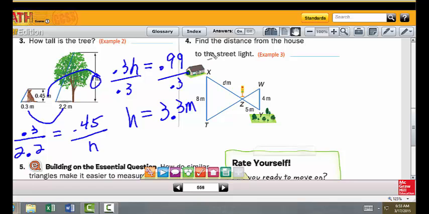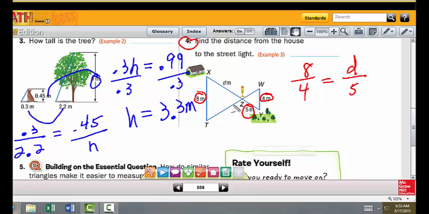Problem number 4. Find the distance from the house to the street light. In this case, we are going to take 8 and obviously compare it to 4 because that is the outside of it. So we have 8 over 4 equals, now obviously we want to find out D, and that's with the 8 triangle, so it's going to be in the numerator, and it's going to be D over, in this case it's 5.